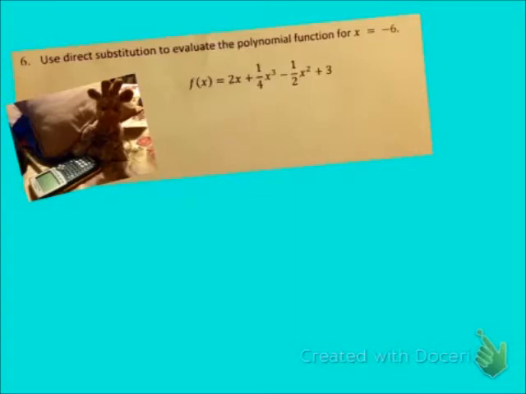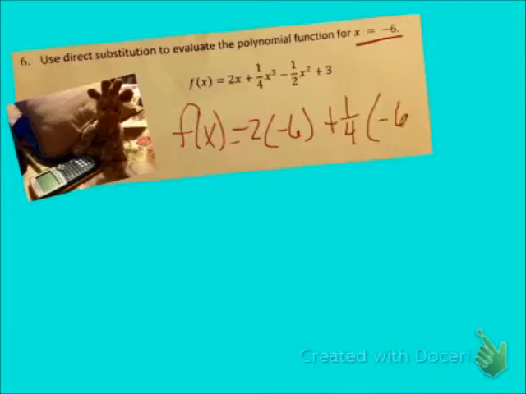This is direct substitution, so you're going to have to do what your friend Mr. Little Giraffe is doing right there, and grab a calculator and just substitute everything inside of the calculator. Every x gets replaced with a -6. So f of x equals 2 times -6, sorry if I said a -4, plus 1/4, substitute the x again with a -6 to the third, minus 1/2 times 6 squared plus 3. Now you put that all into the calculator.